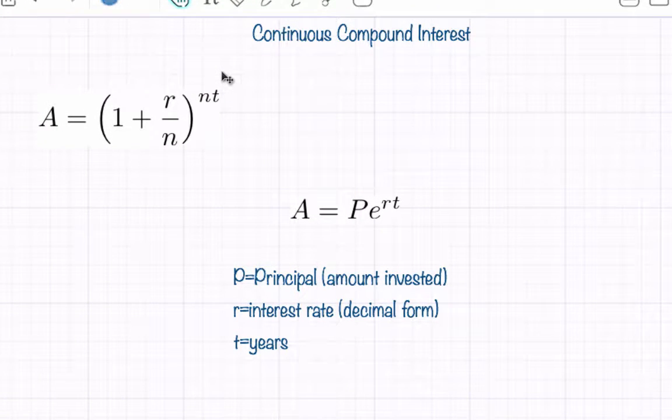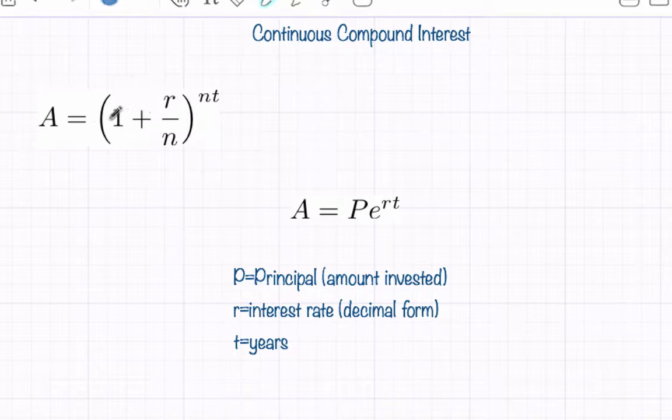Hey everyone, welcome to an example on continuously compounded interest. The big difference between compound interest when you do it annually or semi-annually is that this means it's compounded continuously, over and over again.